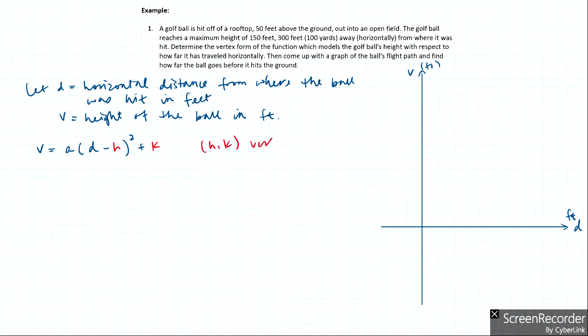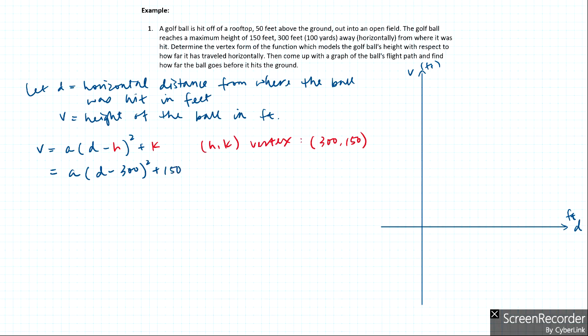And the vertex in this case, for the path of the ball, should represent the maximum height if you're hitting a golf ball. And in this case we know it's 150, 150 being the height and 300 being the horizontal distance. So it would be 300, 150, like this. And with this information we can go ahead and plug that in. So we have a times d minus 300 squared plus k, which would be 150.